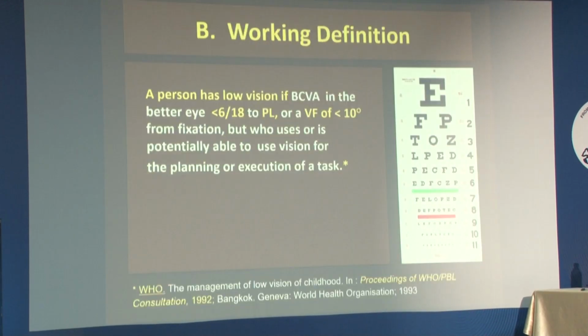Because of the fallacies in the previous definition, the working group of WHO met in 1992 again and adopted category 3 and 4 to be included as low vision. So the working definition of low vision is that a person has low vision if best corrected visual acuity in the better eye is less than 6/18 to PL, or a visual field of less than 10 degrees from fixation, but who uses or is potentially able to use vision for the planning or execution of a task.